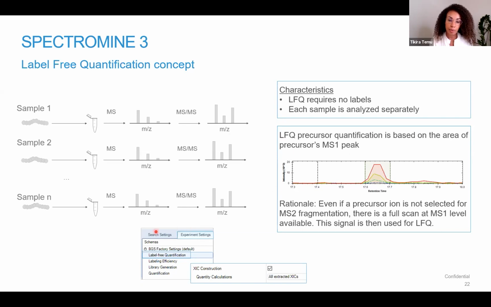And there is an important setting that we have in SpectroMine. So we have the experiment settings, and there's a pre-configured schema with label-free. And the important part, as you can see down here, is that the XIC construction has to be switched on.